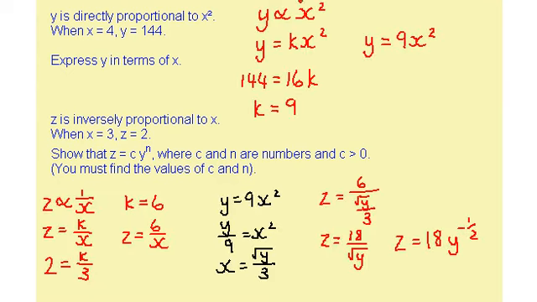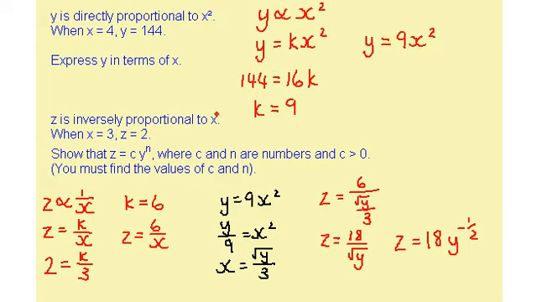The first part of the question is done in the same way as the previous two questions. We have y is directly proportional to x squared. We put in our constant of proportionality and put in our numbers, remembering that x is 4, but we've got x squared, so we have 16. Dividing 144 by 16 gives us 9, so this gives us y equals 9x squared.